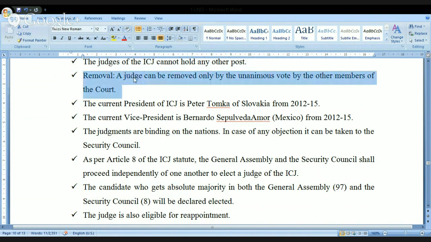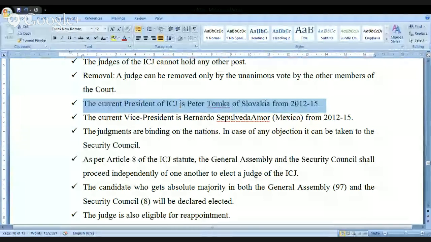Removal. This is another important point. A judge can be removed only by the unanimous vote of the other members of the court. What is the meaning of this? When it comes to High Court judges and Supreme Court judges, we know the removal is done in a special procedure and mechanism adopted in our parliament. But now we are talking about the international court judges. These judges will be removed by the unanimous vote of the other judges. There are 15 judges, and if I want to remove one judge, it should be accepted by the remaining 14 judges. That's the reason why it is almost impossible to remove them, but the procedure is available.